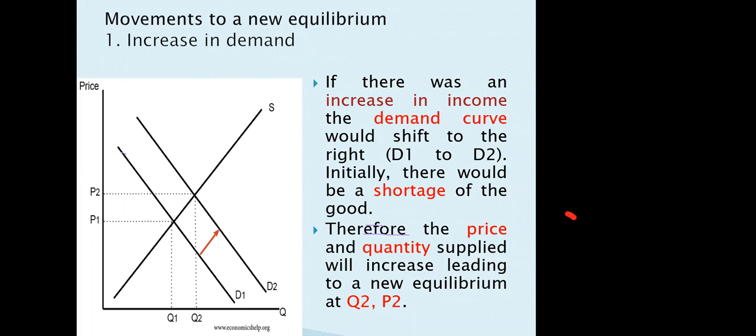If there was an increase in the income, तो demand कब बढ़ता है? लोगों का income बढ़ने के बाद लोगों क्या होता है? Demand बढ़ती है. Okay, if there was an increase in the income, income बढ़ेगा तो क्या हो जाएगा? Demand curve would shift to the right from D1 to D2. लोगों का अगर income capacity बढ़ेगी तो market का demand भी बढ़ता है. Initially there would be a shortage of the goods. तो पहले goods का shortage रहेगा. Therefore the price and quantity supplied will increase, leading to the new equilibrium.